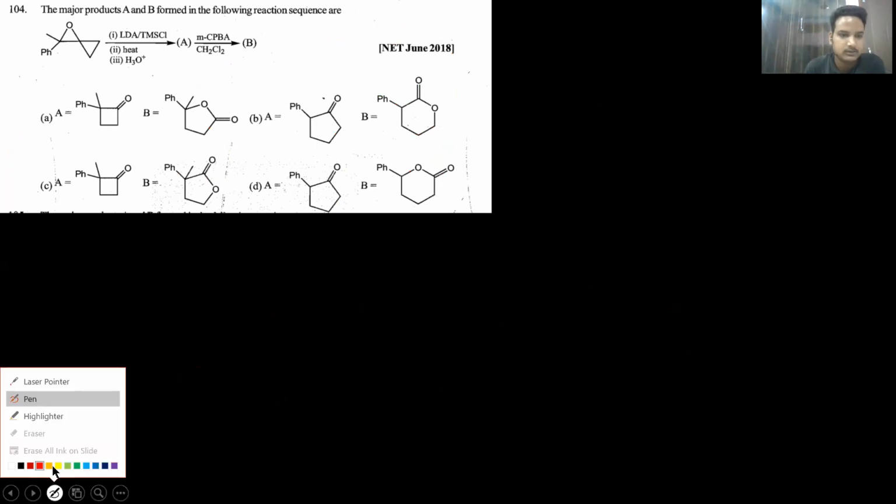Now this compound, the question asked in CSIR June 2018. So I will draw the mechanism first because it is hard to say what the correct answer is. So I start by drawing the mechanism.